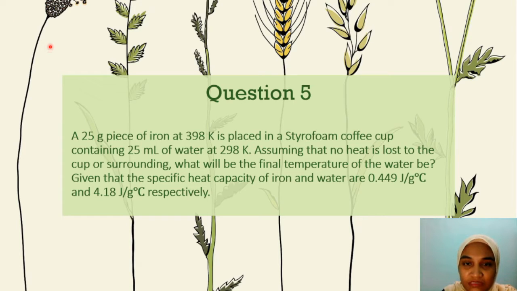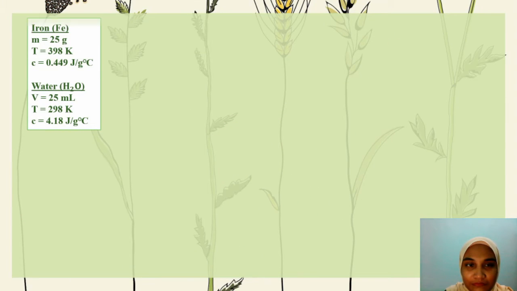So next, we will see the solution of question number 5. The information is already given in the question. Mass of iron is equal to 25 gram. The initial temperature of iron is 398 Kelvin. The specific heat capacity of iron is 0.449 joule per gram. And the volume of water is 25 milliliter. The initial temperature of water is 298 Kelvin and the specific heat capacity of water is 4.18 joule per gram.